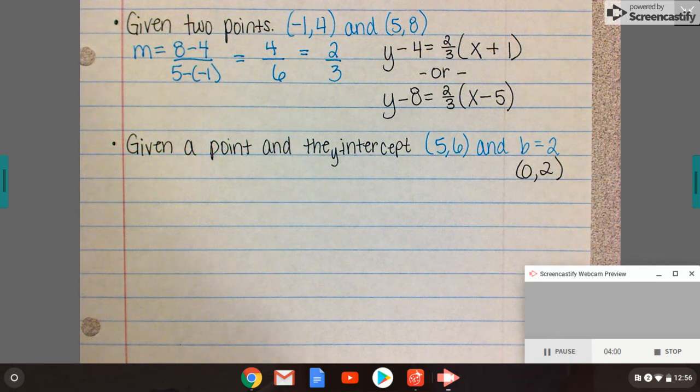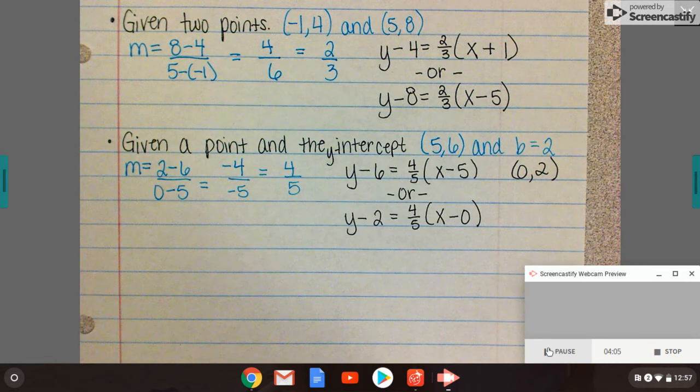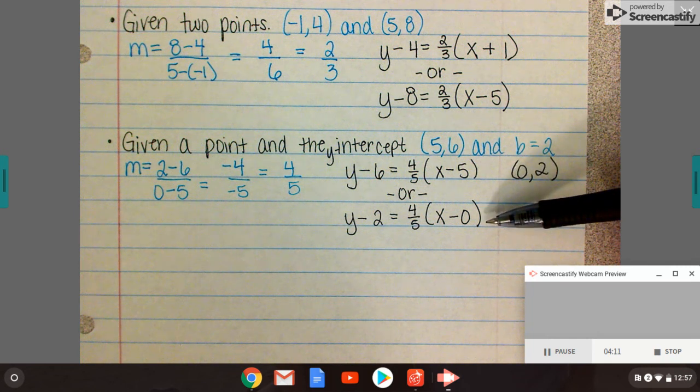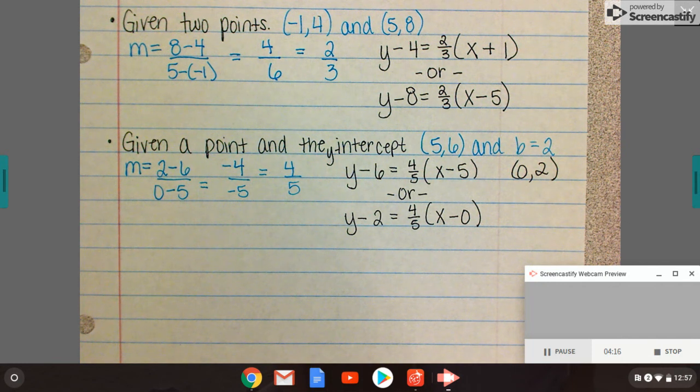So go ahead and pause your screen now, and go ahead and check with mine in a moment. All right, check yours with mine. Here are my 2 answers. This is if I used the point 5, 6, and this is if I used the point 0, 2. If I rewrote this and got rid of the 0, it'd be 4/5 x, but then it doesn't really look like point slope form, so I left it like that.